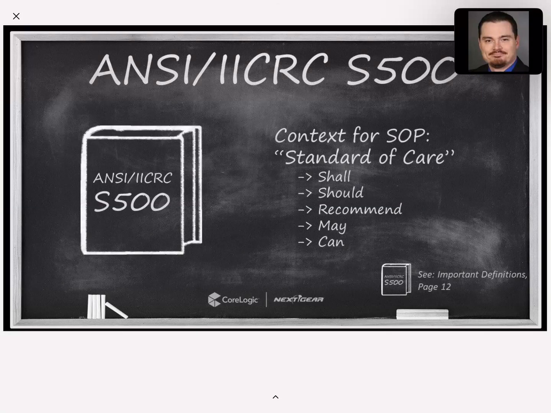And then can, last but not least, as a trigger word, is really just a notification to the reader of a likely result. That's generally where can is used. So it's not really a standard operating procedure target. It's more of an awareness that if you do A, you can have B occur, right? It's generally going to be a cause and effect or a consequence of a particular action. Now, again, all of these terms are defined for you on page 12 of the S500. The other thing that I want to note here before I leave this image is that these terms are universal throughout all ANSI IICRC standards.